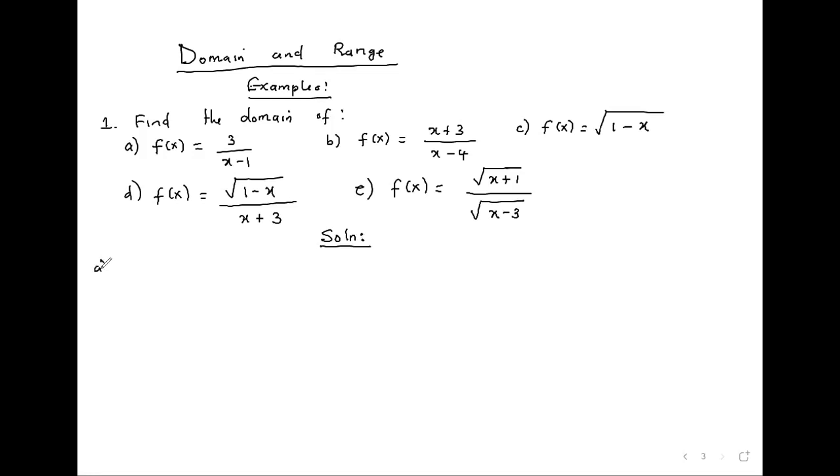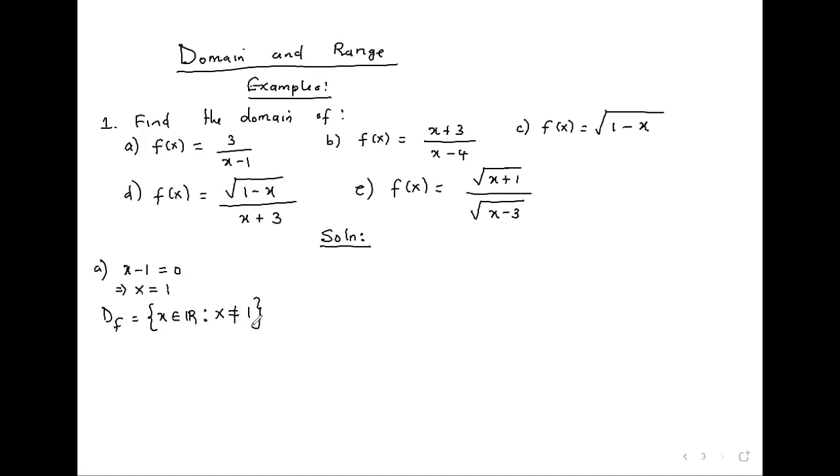for part 1, A. Every time you are given a rational function, a function whose denominator has x, your target is that the denominator must not be equal to 0. So for A, you pick x minus 1 and equate it to 0, and solve for x. So we get that x is equal to 1. So we are saying the domain of f is x, a real number, such that x is not equal to 1.